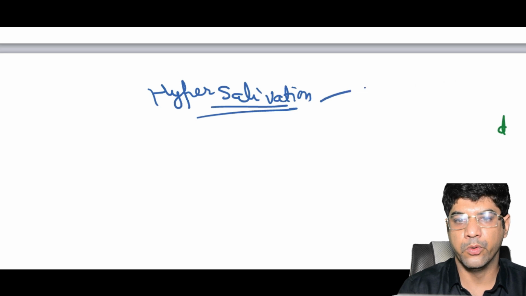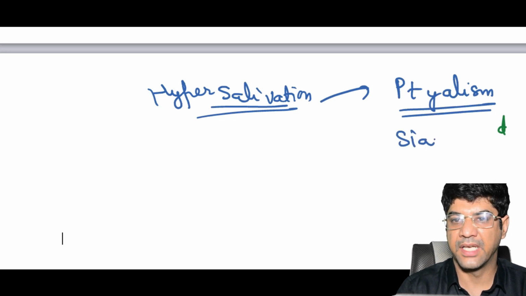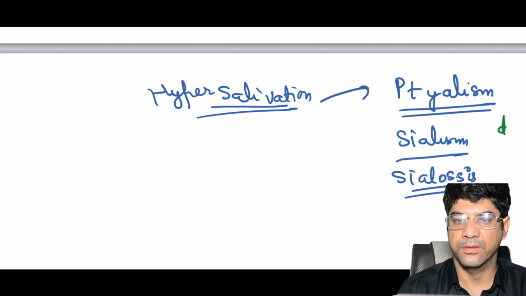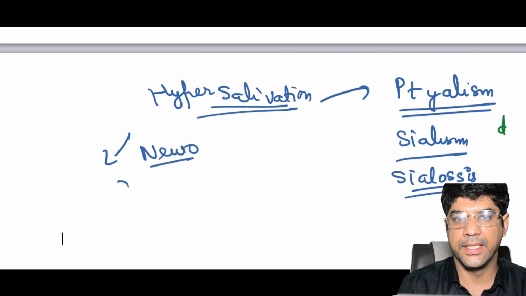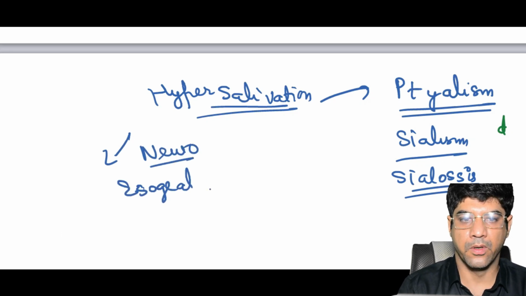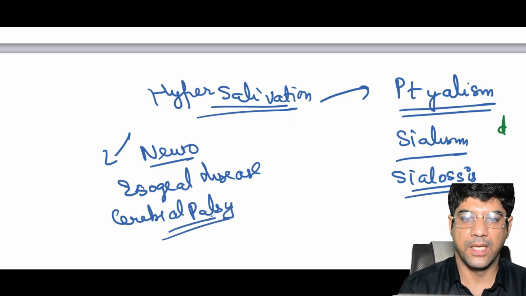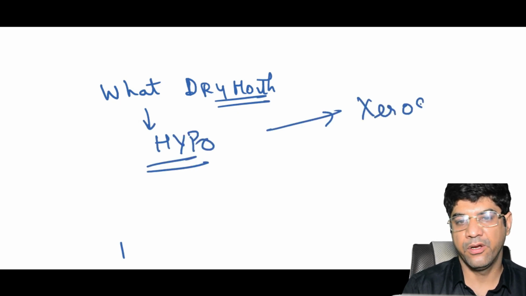It could be during pregnancy, or when there is increase in saliva production. The term we use is ptyalism or sialosis. Now the pathological cause of hypersalivation could be irritation of the nerve endings in the mouth, or a neurological cause like esophageal diseases, cerebral palsy. What is a dry mouth? Is it due to hyposalivation or hypersalivation?